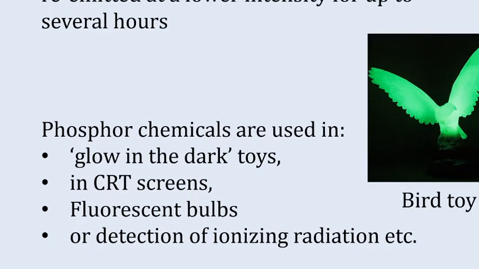And phosphor screens are also used in detection of ionizing radiation, as the example has been given previously. That is, a zinc sulfide screen is used for alpha decay detection.